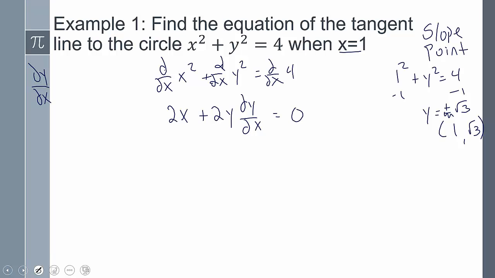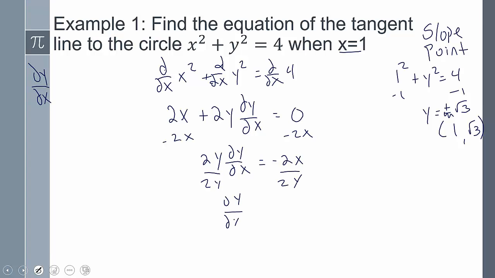So I took the derivative of everything. Now my goal, what I need to do, is I have to get dy over dx by itself, because that's my slope. So let's get that by itself. So I'm going to subtract 2x on both sides. So I get 2y dy over dx equals negative 2x. Then I'm going to divide both sides by 2y. So I get dy over dx equals negative 2x over 2y.